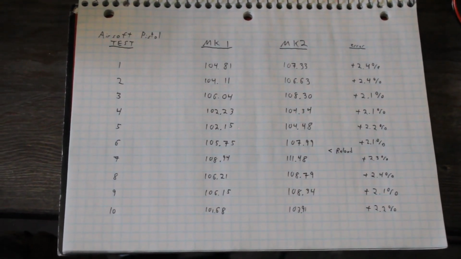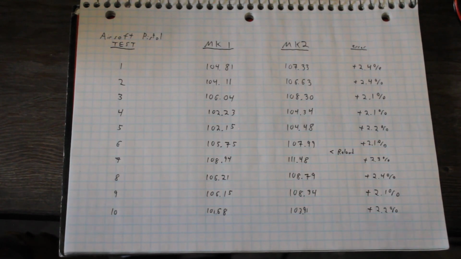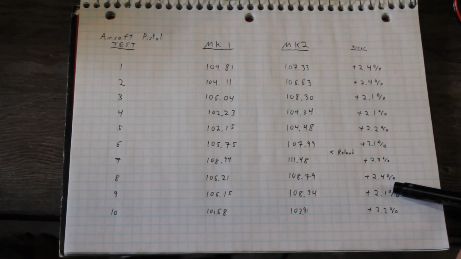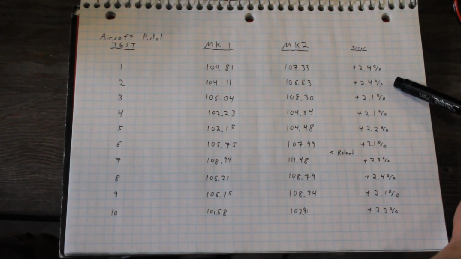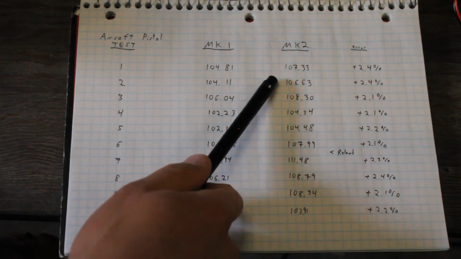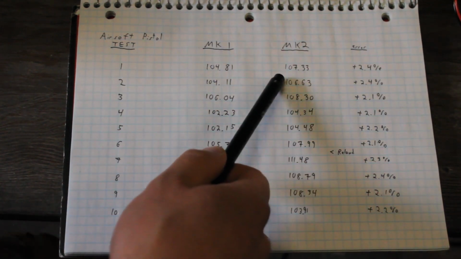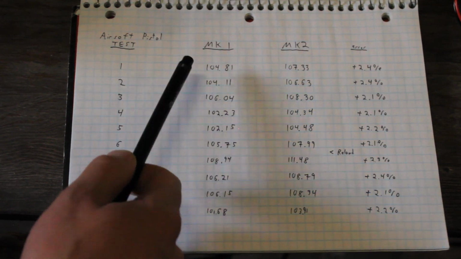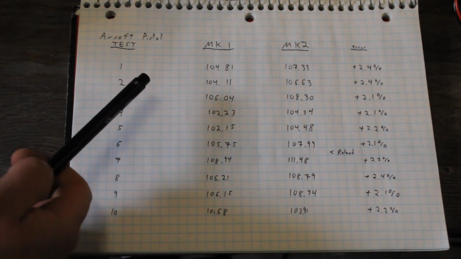So they look pretty good. They're consistently offset by 2 to 2.4%. Actually 2.1 to 2.4%. So that's really close. The interesting thing is that the Mark II is ahead of the Mark I. So the airsoft bullet goes through the Mark II sensor before the Mark I sensor. I'm wondering if it slows down by this much between the two sensors.